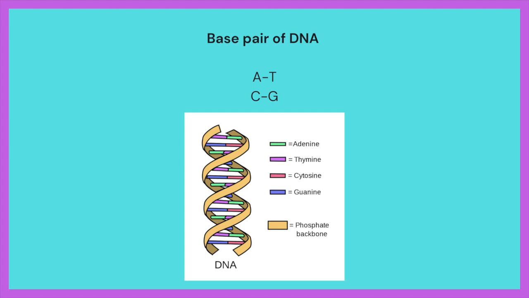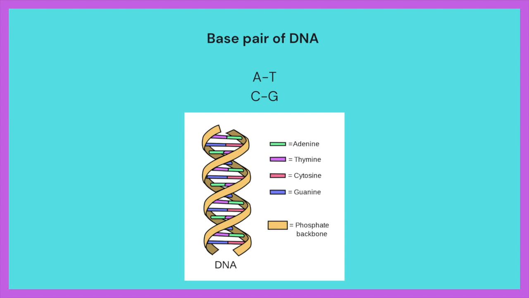Next is about the base pairs of DNA. In DNA, there are 4 types of bases. We also call them nucleotides. The 4 bases are A, T, C, and G. A stands for adenine, T stands for thymine, C stands for cytosine, G stands for guanine.